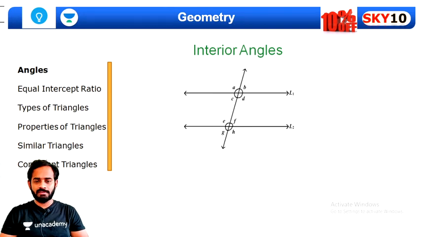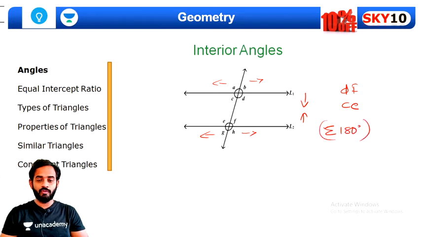Interior angles. Now interior angles are those contained inside both the lines and towards the same side. So for example, D and F, C and E, these are interior angles. Their summation is 180 degrees. Remember this part. I hope all of you understand this part. It's not at all difficult, guys.